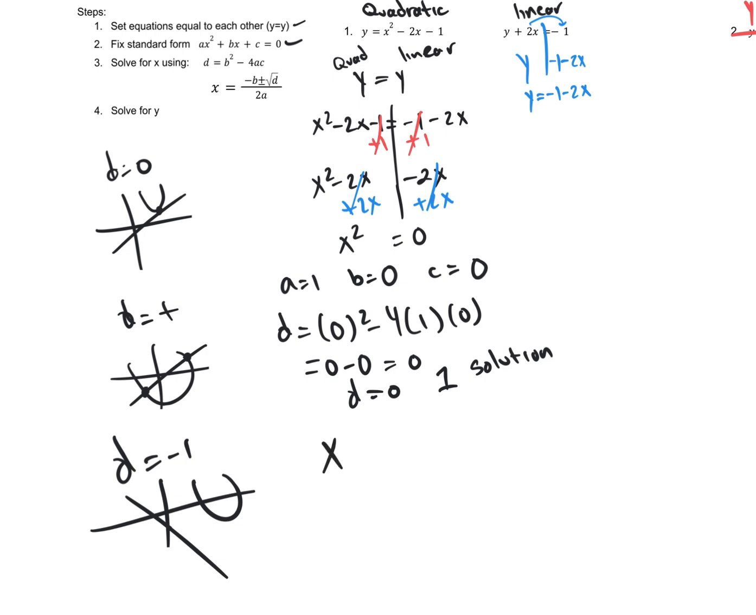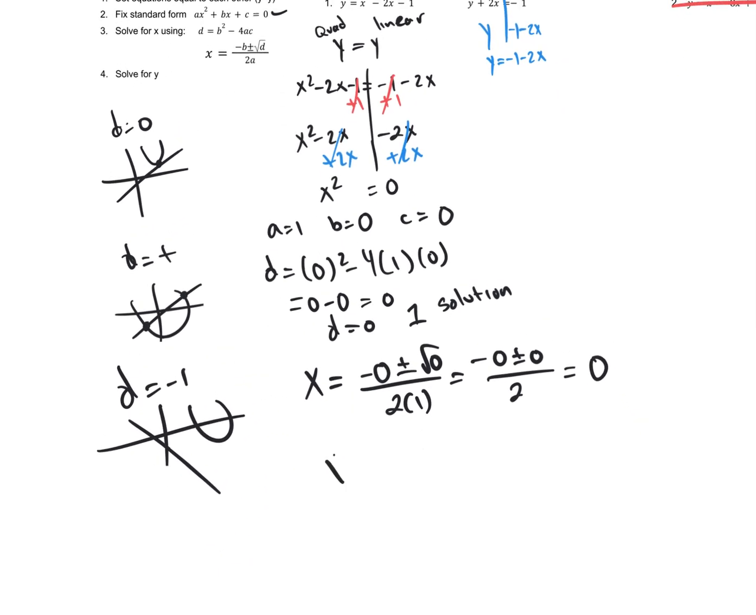To find that solution, I have to solve for x. I'm looking for this point where the two lines cross, so it has to be a point. I have to have an x and a y value. I must finish step 3 so I can find what the x value is. It's -b. b was 0, plus or minus the square root of 0 over 2 times a, which was 1. Square root of 0 is 0. Plus 0, that's still going to be 0. Divided by 2, it's still 0.